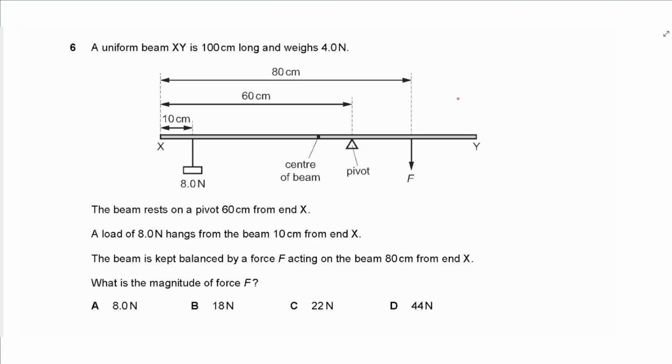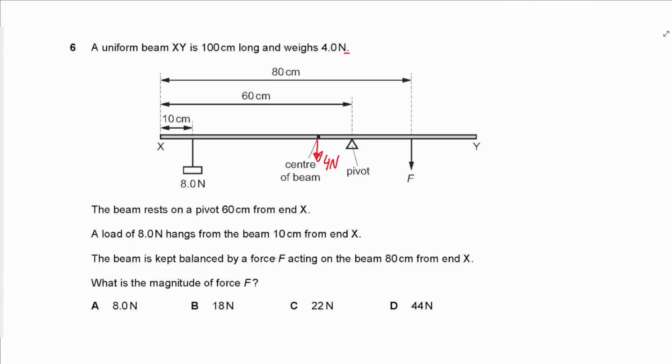Question 6 says a uniform beam XY is 100 centimeters long. That means that the weight is at the center of the beam and is equal to 4 newtons. At this point, the beam rests on a pivot 60 centimeters from end X. A load of 8 newtons hangs from the beam 10 centimeters from end X. The beam is kept balanced by a force F acting on the beam 80 centimeters from end X. What is the magnitude of force F?